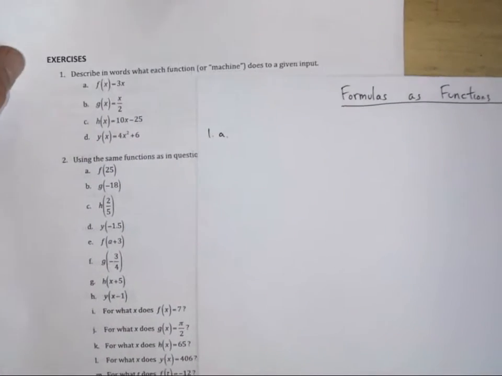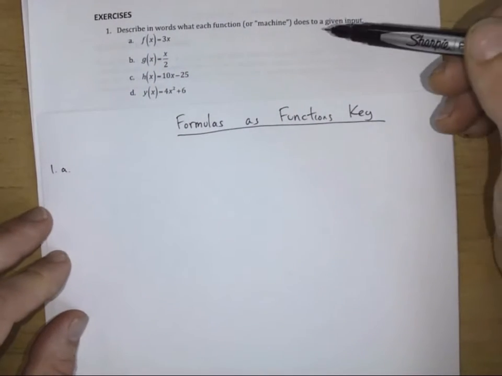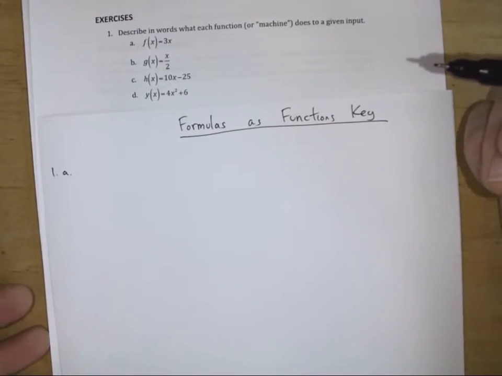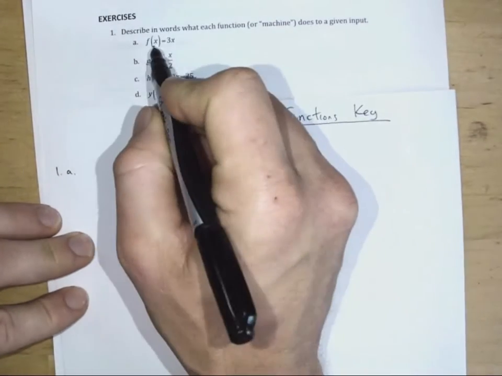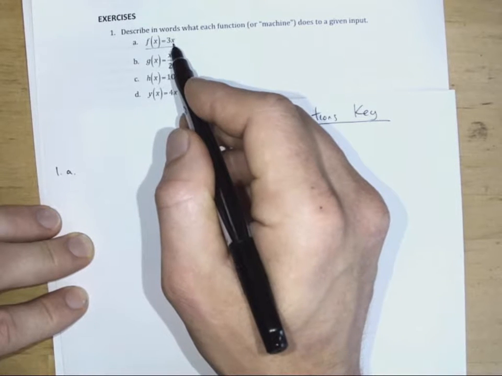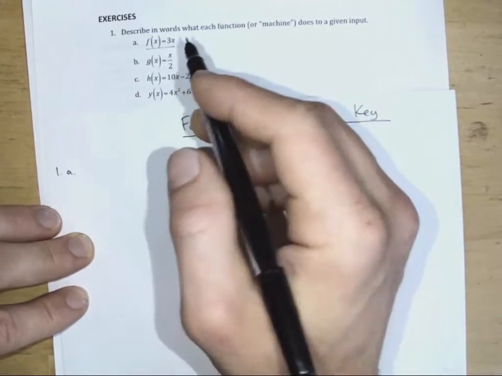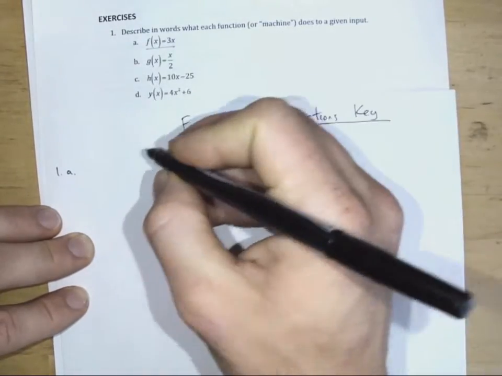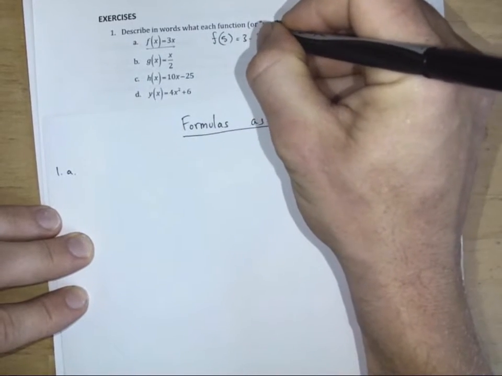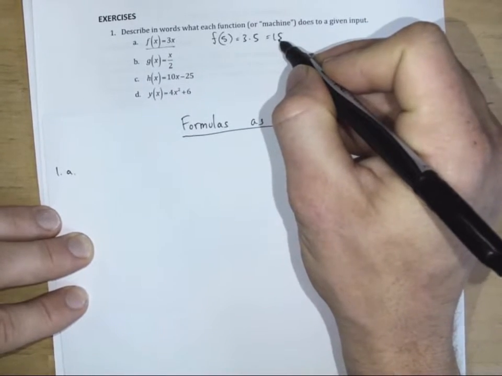All right, so question 1 asks us to use words to describe what each function does to an input. And this might be easy to overthink, but we'll look at f of x first. So what does this function do to an input? Well, the x here represents the input, the value that's being put into the function, and it's being multiplied by 3 here. So for example, if I had f of 5, well, that would give me 3 times 5, or 15. In other words, we take my input, and it makes it 3 times bigger.